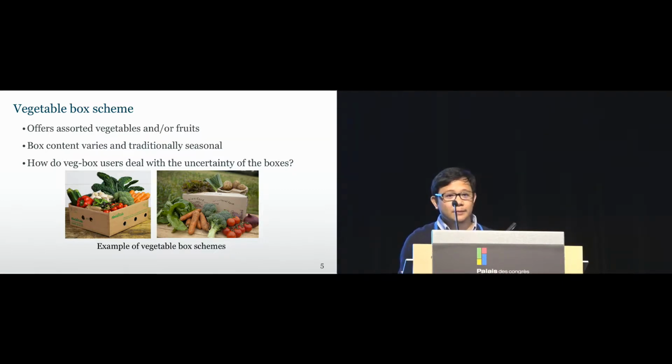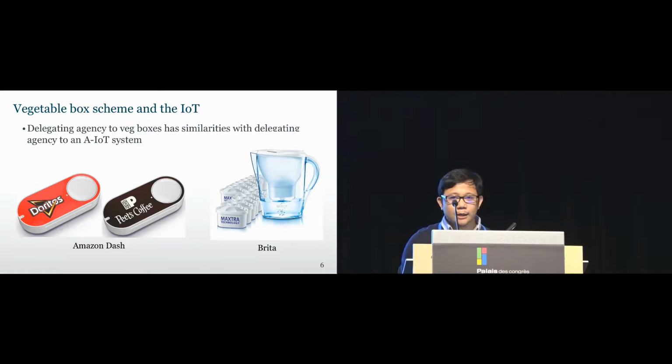The VegBox scheme is essentially a service that people can subscribe to, for example, weekly or fortnightly, to receive a box of typically locally grown vegetables and fruits. The content of the boxes varies week to week based on seasonality and availability. VegBox schemes also involve periodic delivery of products to people's homes. And so we think that this is not very far from the idea of an IoT-driven shopping system.